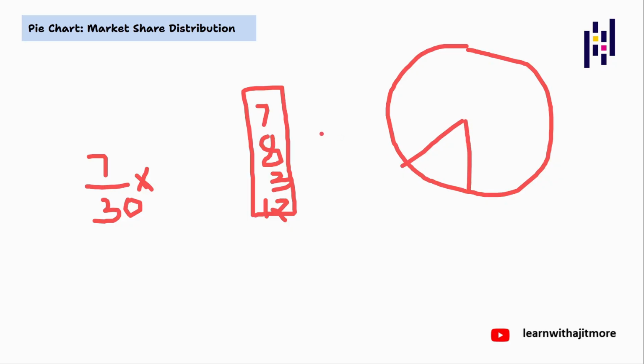that much will be the contribution of the first value. Then the second value is 8. So 8 upon 30 into 100. That will be the contribution of the second one. Again, 3 upon 30 into 100. That is the contribution of the third. And then the remaining will obviously be for the fourth. And then all these sections in that pie, you can show with different colors.